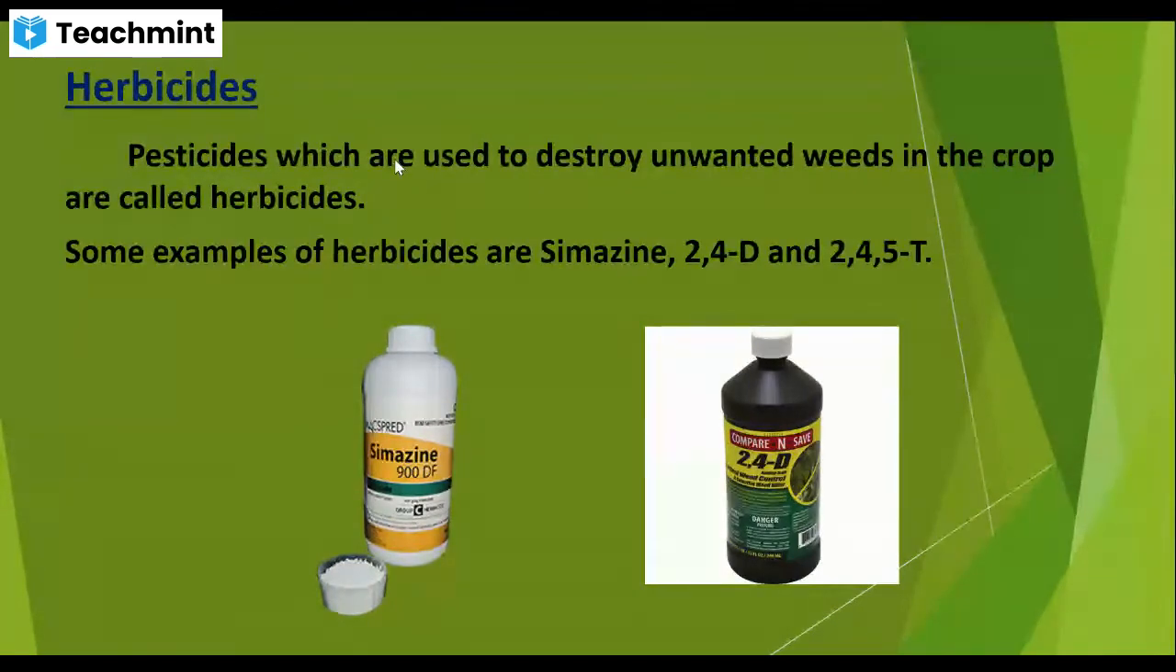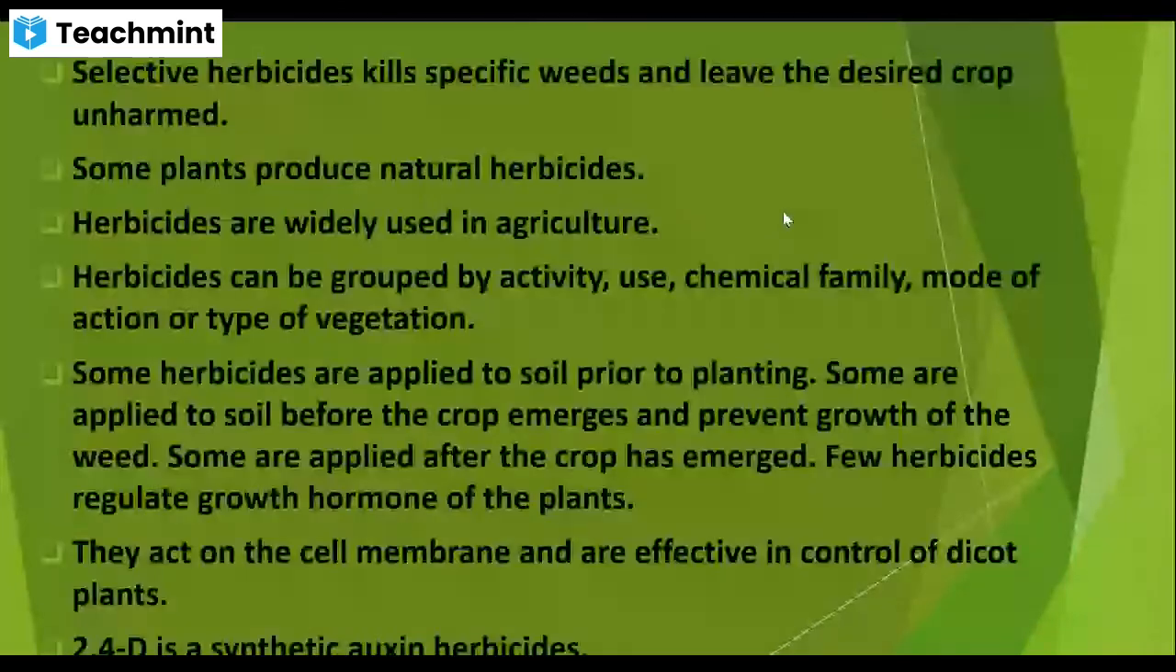So when you spray this pesticide on your crop, special kinds of herbicides are used in the farm for a special kind of crop. Some examples of these herbicides are given. Here we can see simazine. Then the next one is 2,4-D, and 2,4,5-D. These are the herbicides which are used to destroy unwanted weeds. This is about herbicides.